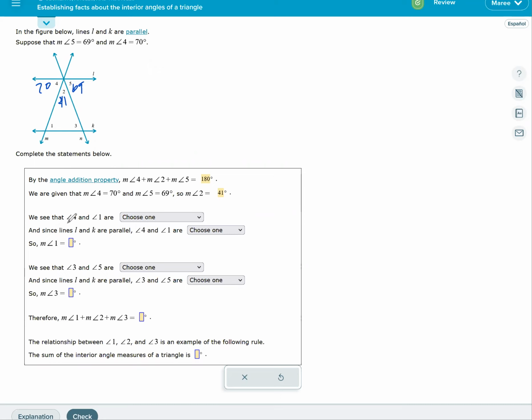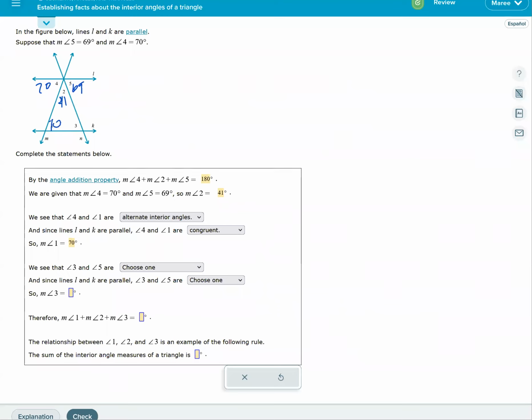We see that angle 4 and angle 1 are alternate interior angles. And because the lines are parallel, they will be congruent. So measure angle 1 will be the same measure as angle 4, which we said was 70 degrees. So angle 1 is 70. We'll go ahead and write that in, 70.